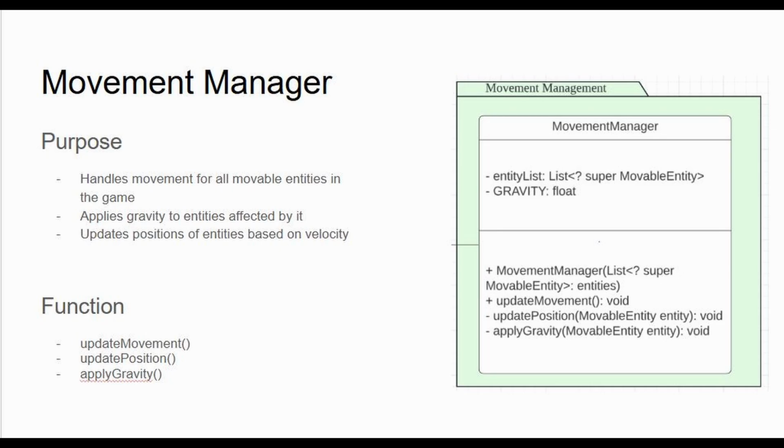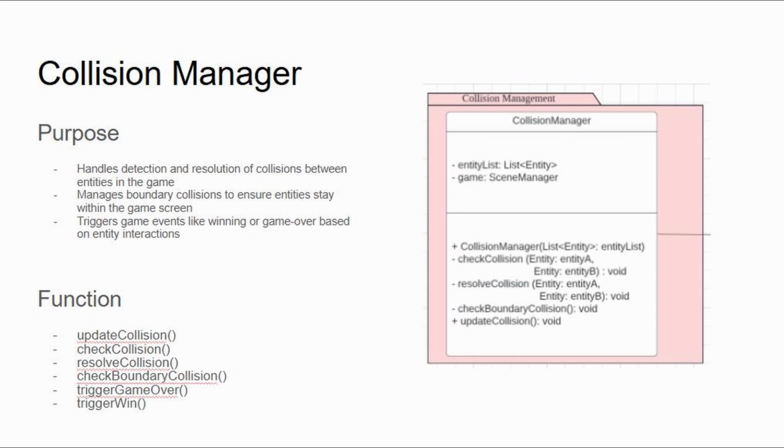It makes sure that each movable entity has its movement updated correctly. It calculates their new positions and ensures that gravity is applied to them when needed, helping to keep the game world dynamic. The role of Collision Manager is to manage collisions between entities in the game. It detects when two entities collide and resolves the overlap by adjusting their positions.